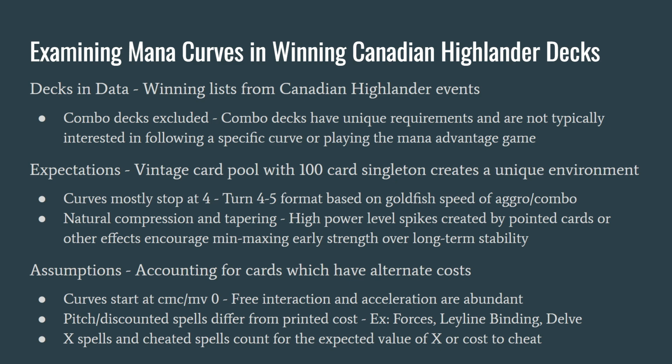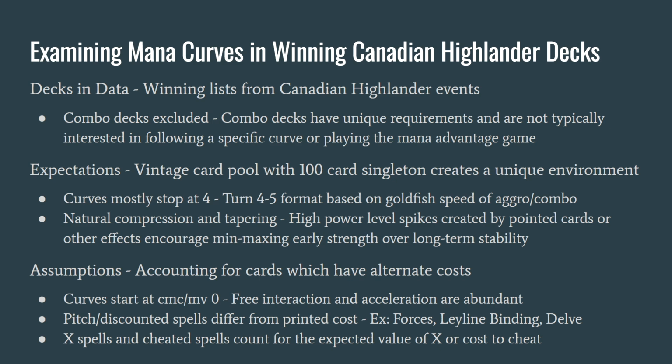And then some assumptions that I made for calculating these curves. Curves start at CMC 0. This is because there's a lot of free interaction and free acceleration in the format, so it's pretty likely that most decks are going to have 5 to 10 pieces of free interaction, which is a significant portion of the curve. Free spells don't really contribute to mana advantage in the same way because they don't cost mana. Most free spells happen to be interaction or acceleration, but I think it's worth seeing how many free spells are in a given deck.